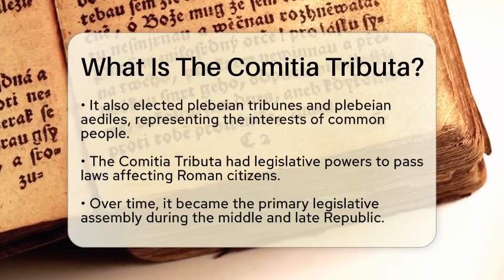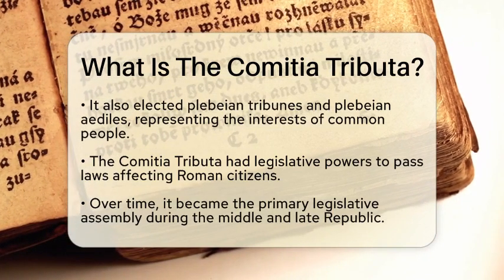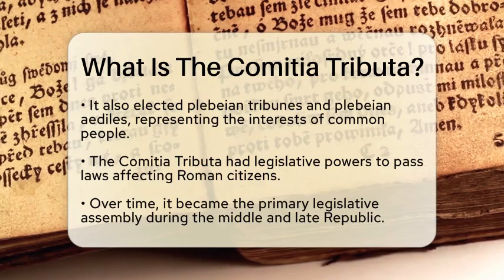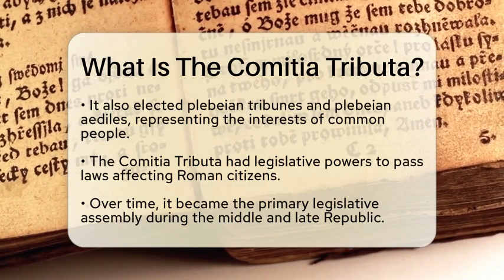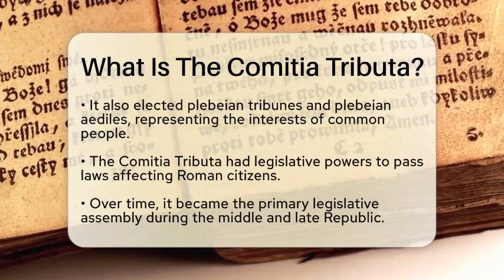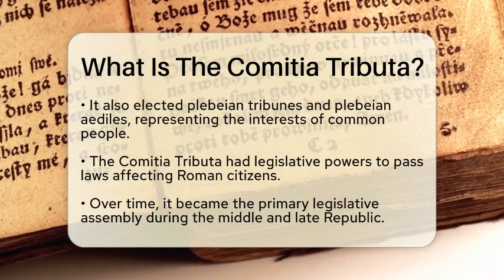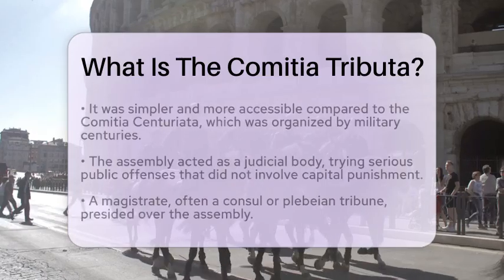The Comitia Tributa also had legislative powers. It could pass laws that affected Roman citizens. Over time, especially during the Middle and Late Republic, it became the primary legislative assembly. This was because it was simpler and more accessible than the Comitia Centuriata, which was organized by military centuries.